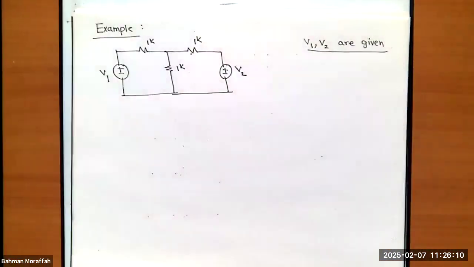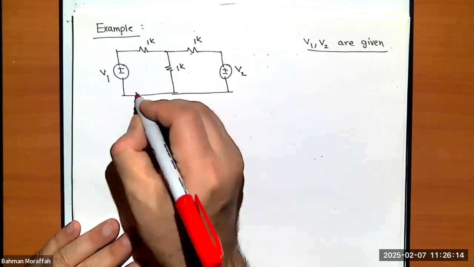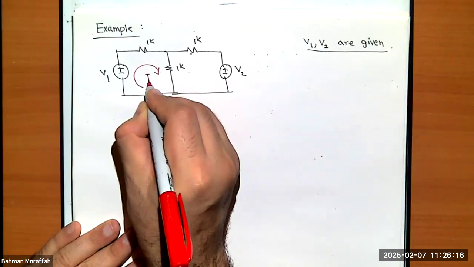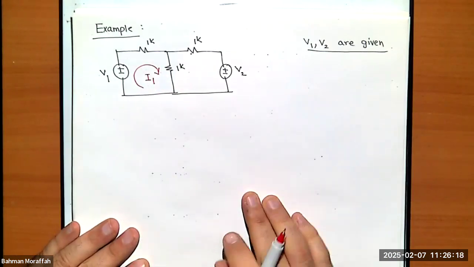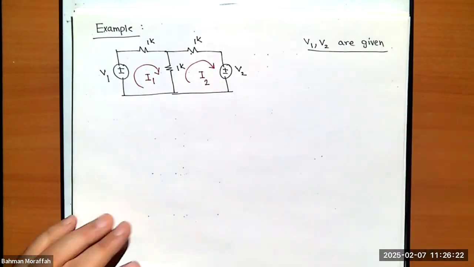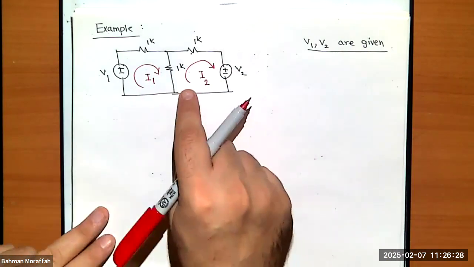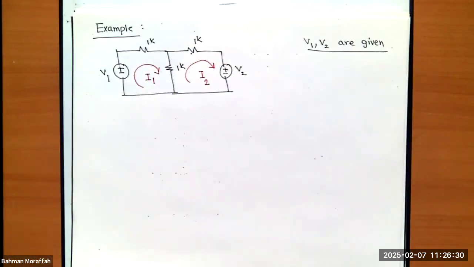Do you agree this guy over here is one loop? So let's call it I1. Do you agree this is also another loop? Let's call it I2. Do I have any other loop? I do. I have this big loop over here, but I don't really care about it because I already covered it by I1 and I2. Right?